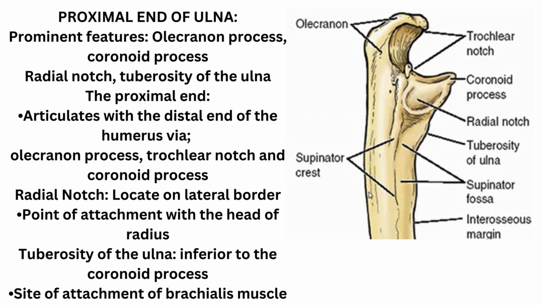The articulation with the humerus is via the olecranon process posteriorly and coronoid process anteriorly. Laterally, the proximal end of ulna articulates with the head of radius via radial notch, a smooth, rounded concavity on the lateral part of the coronoid process. Also, there is a tuberosity of the ulna inferior to the coronoid process for the attachment of the tendon of the brachialis muscle.